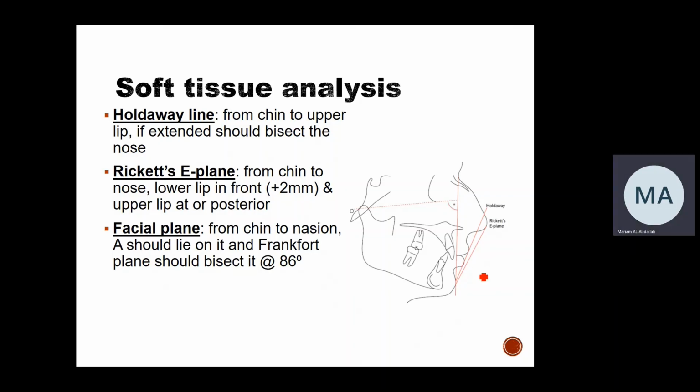Facial plane is a line that extends from the chin again to the soft tissue nasion. So soft tissue pogonion, soft tissue nasion, and then we measure the angle of this line with the Frankfurt plane, and it should measure about 86 degrees in a balanced face. So these are the most important 3 soft tissue lines that we can use for our patient's analysis.